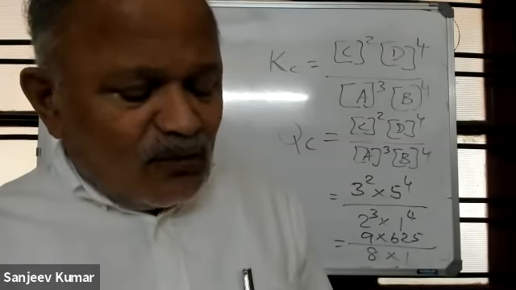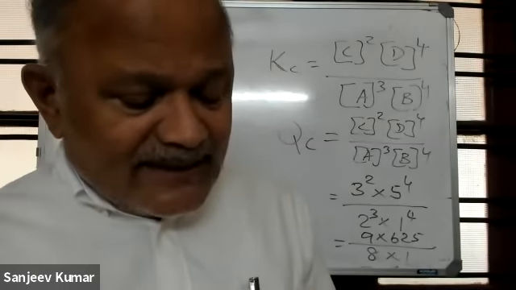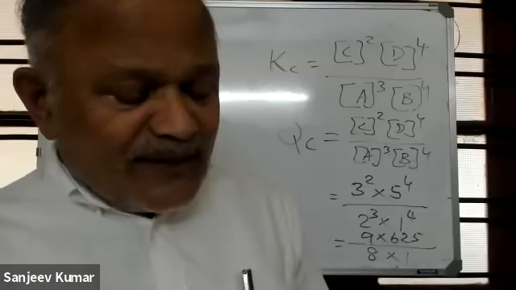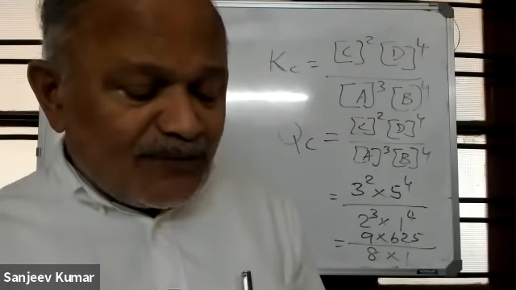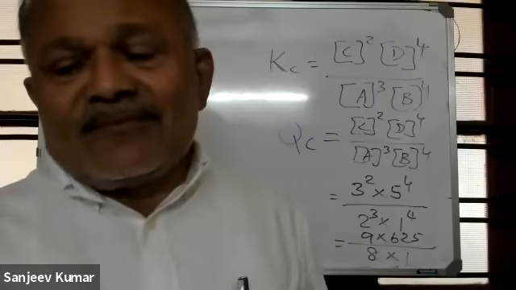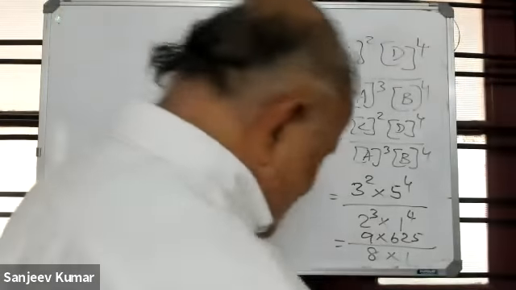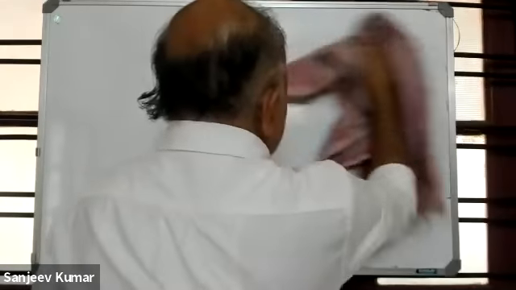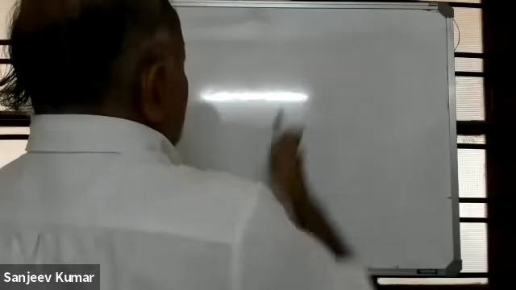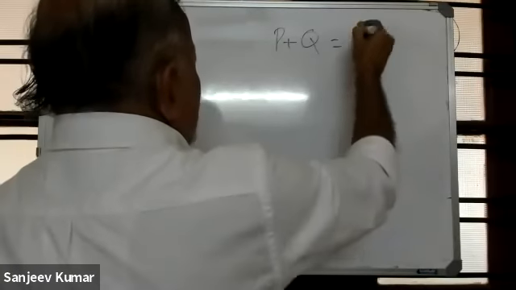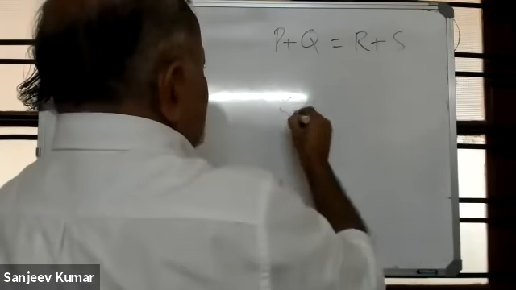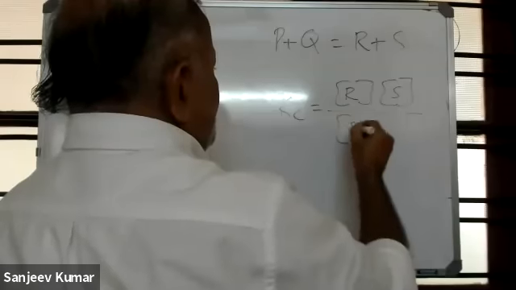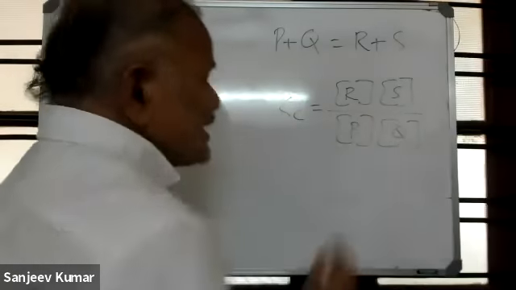15th question is, for the reaction P plus Q give R plus S, the initial concentrations of P and Q are equal. The equilibrium concentration of S is 3 times the equilibrium concentration of Q. The equilibrium constant is, that is, the equation is P plus Q give R plus S. Therefore, the equilibrium constant is equal to active mass of R into active mass of S by active mass of P into active mass of Q at equilibrium.